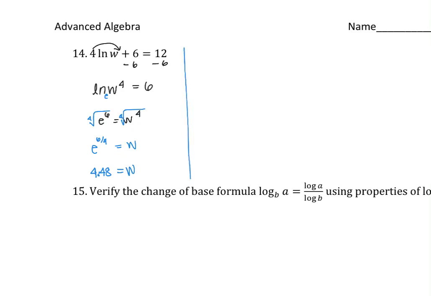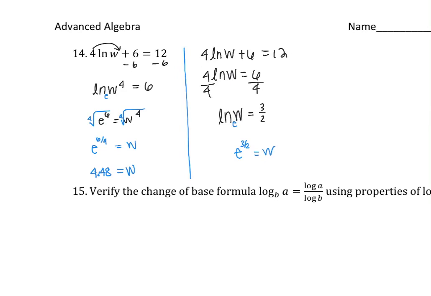The other way to do it would be to divide by 4, like isolate the natural log w from the very beginning. So let's do it that way too, and you'll see how you get the same answer. 4 natural log w equals 6. I subtracted the 6. Now we can divide by 4. Natural log of w equals 6 over 4, or 3 over 2. This has a base of e, so I'm going to do e to the 3 over 2 equals w, and you're typing the exact same thing into the calculator, and you'll get 4.48.